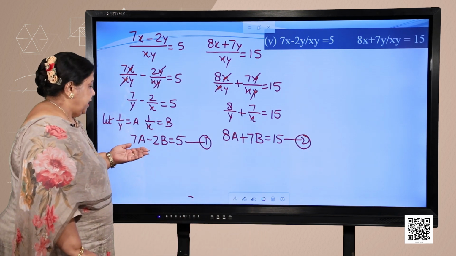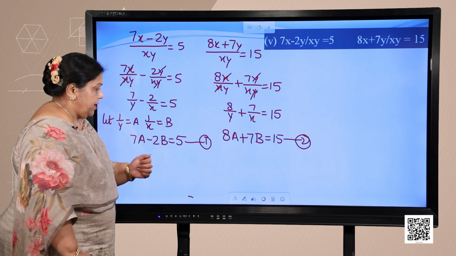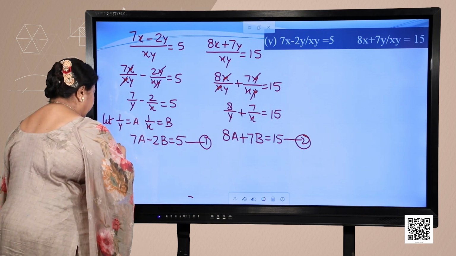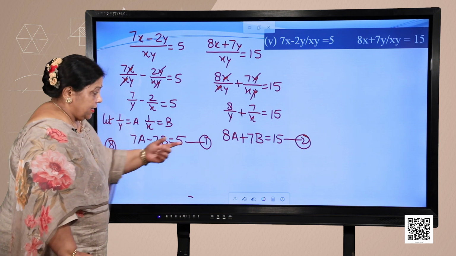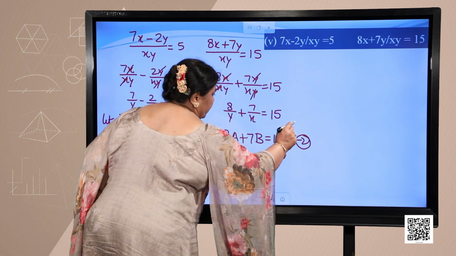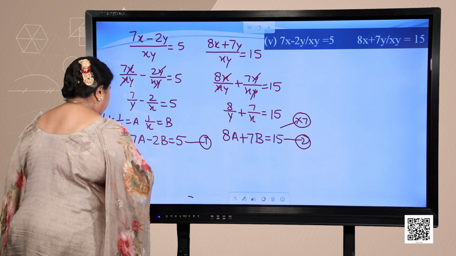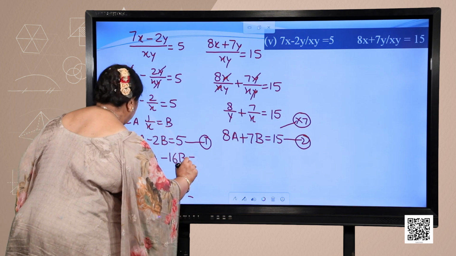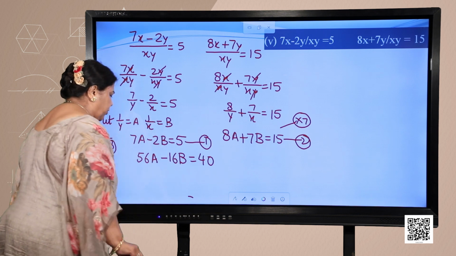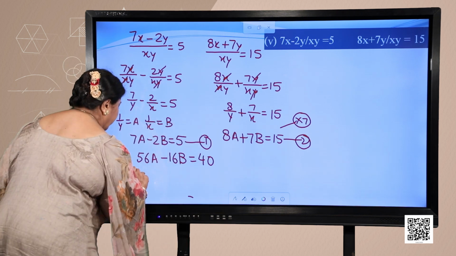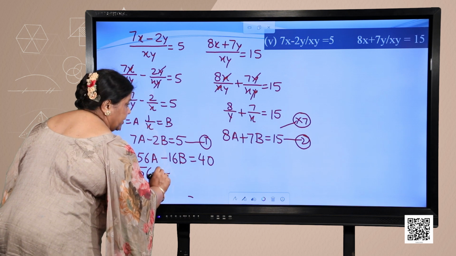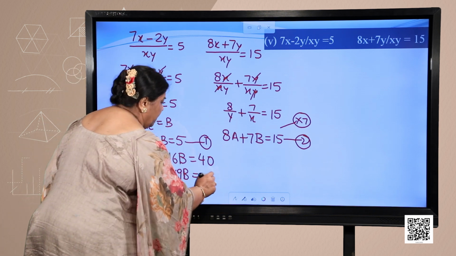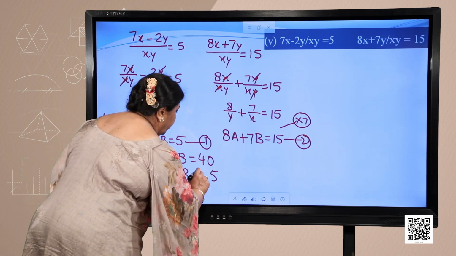Just observe them. We get here 7a minus 2b is equal to 5, 8a plus 7b is equal to 15. If I multiply this equation by 8, 8 sevens are 56, and that I will multiply by 7. What do I get? 8 sevens are 56a minus 16b is equal to 40. 8 fives are 40. Likewise, 8 sevens are 56a plus 7 sevens are 49b is equal to 15 sevens are 105.